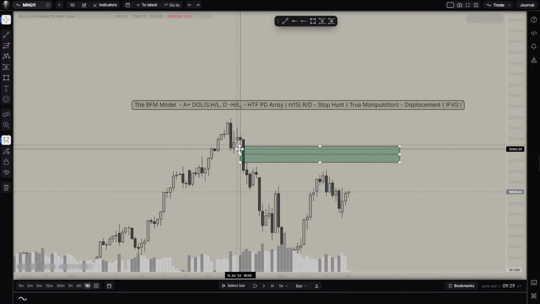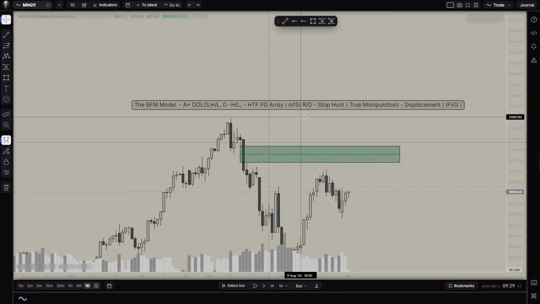Array means a fair value gap. It can be an order block, it can be a breaker block, anything. Okay, it can be anything, but I use only fair value gaps for my PD arrays. Then comes R&D, we'll talk about what that means when we move with the backtesting.